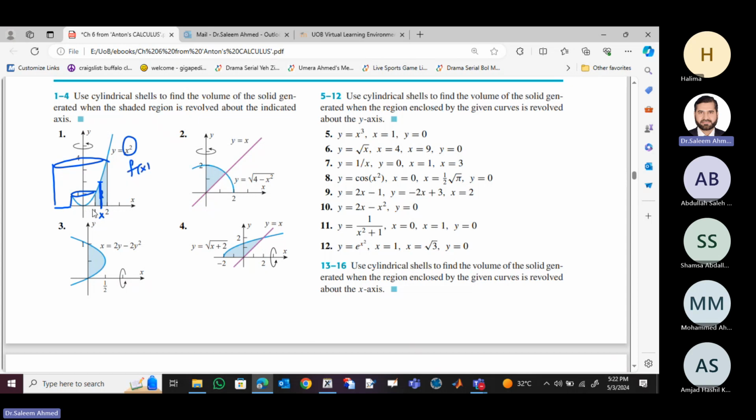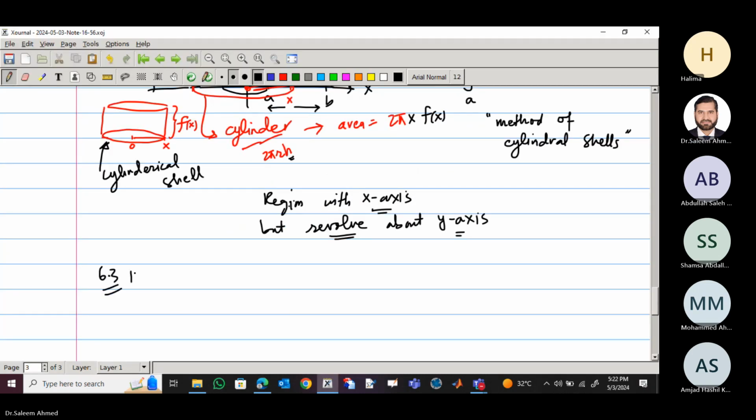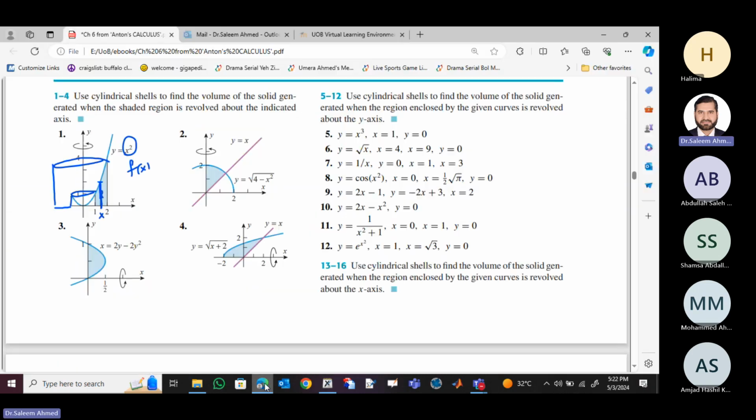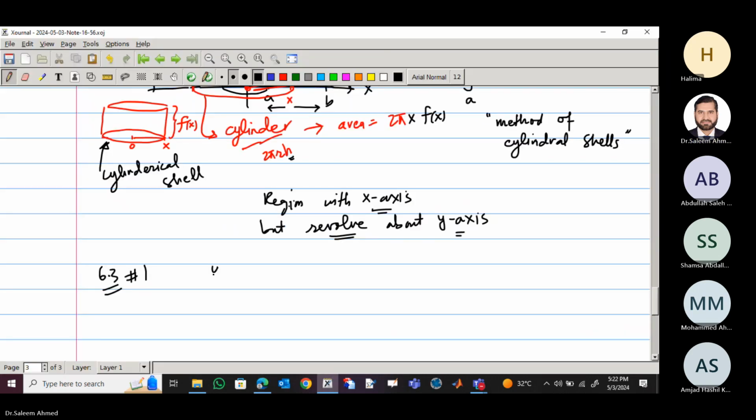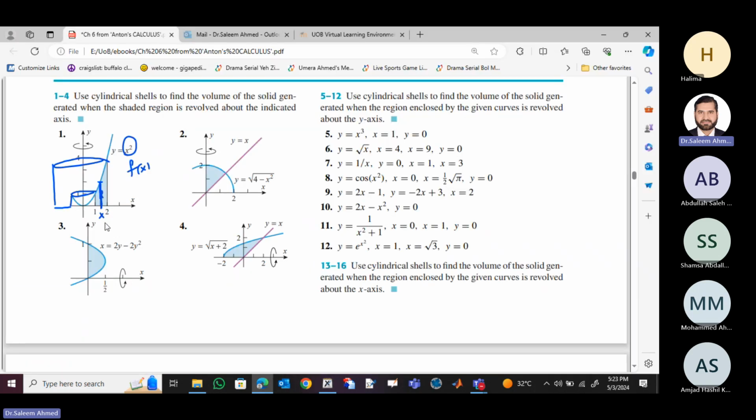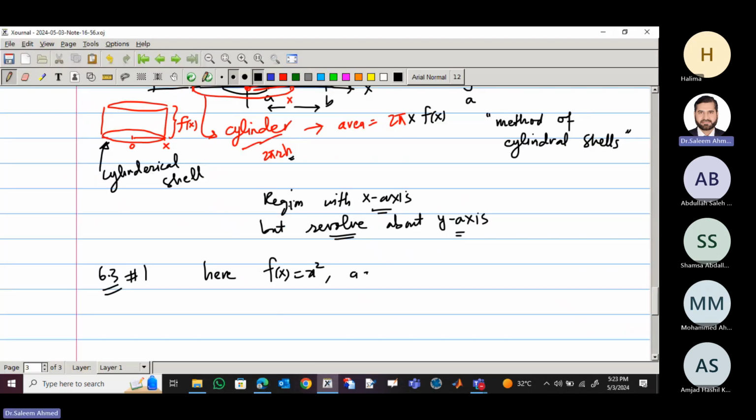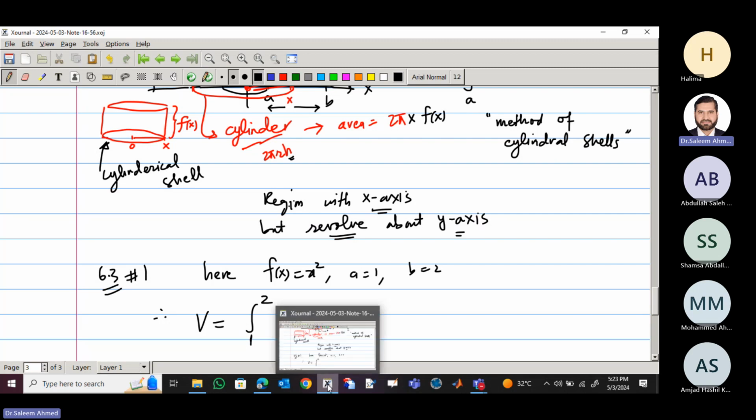So I have to just put in the formula. Your f of x is the right hand side of the function, and then a and b. x goes from 1 to 2, so a is 1, b is 2. I have to just use the formula. Therefore, the volume by cylindrical shells. Why am I using cylindrical shells? Because this is not a slice. It does not become a slice.